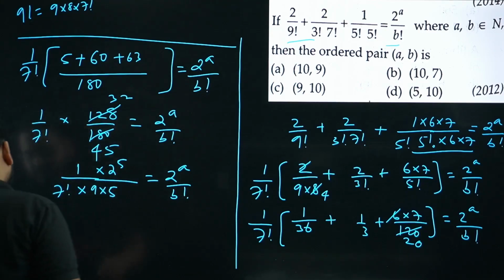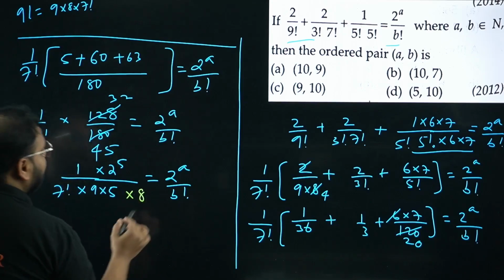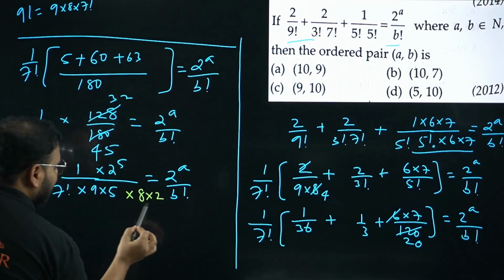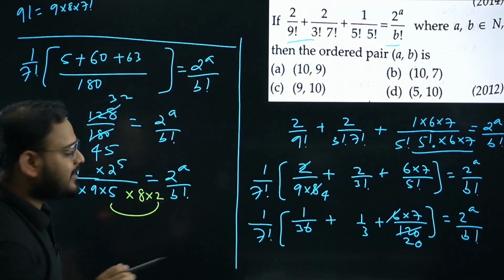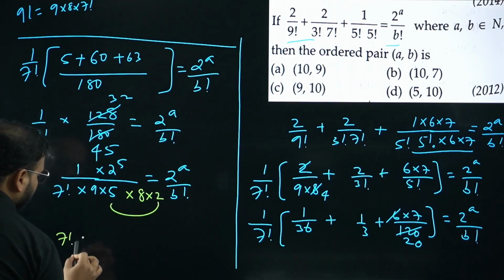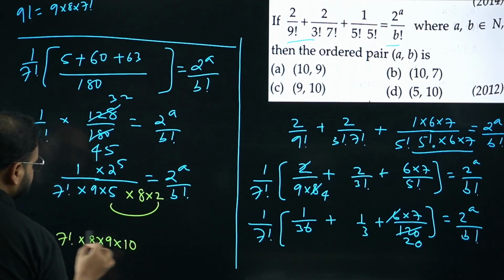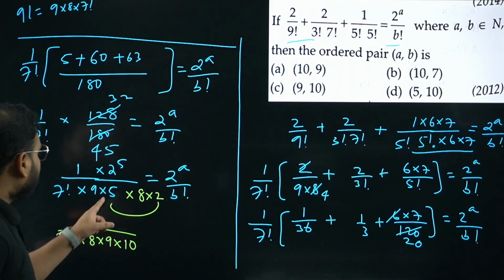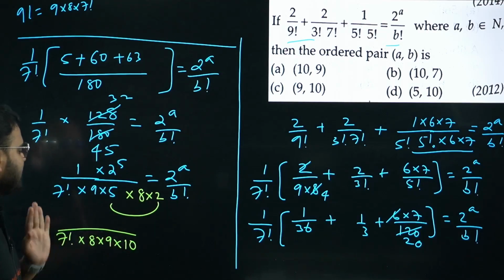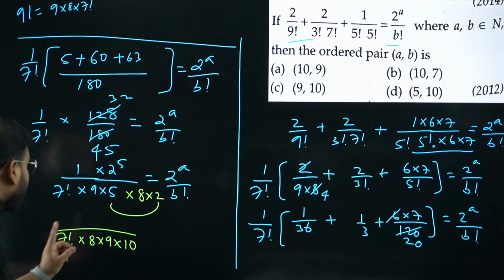So look at this. If I had an 8 over here and a 2 over here, it'll make my life easier, won't it? Please check. I'll have 2 into 5 as 10. I'll have 8 and I have 9. Basically, I'm going to have 7 factorial into 8 into 9 into 10 in the denominator. Think about it, because I cannot cancel 5, can I? No. So 5 into 2 will make 10, 8 is as it is, 9 is as it is. It means I get 7 factorial into 8 into 9 into 10.